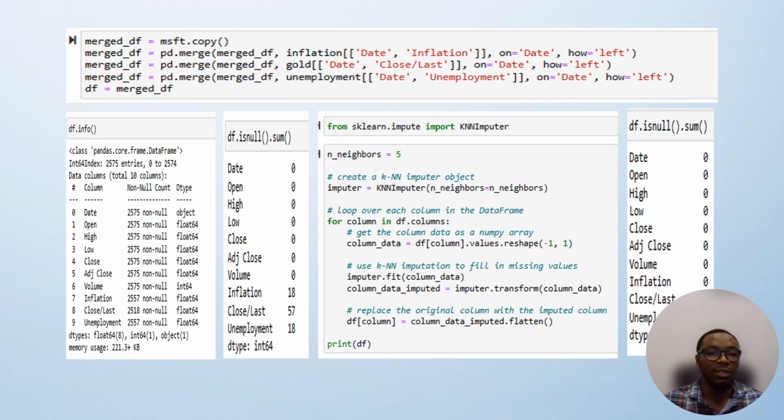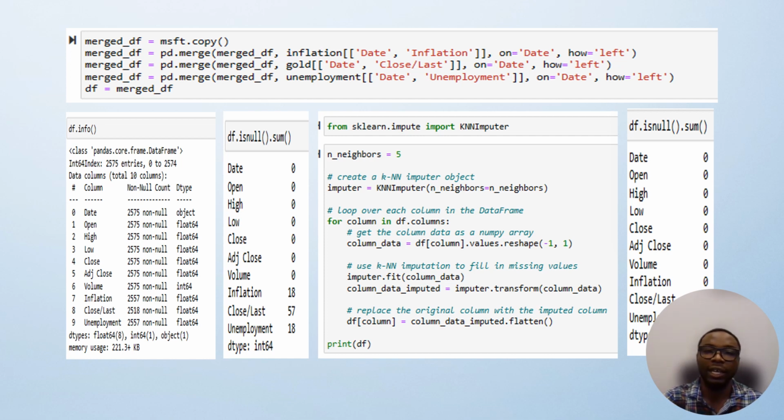Whenever we loaded the data, we got the info to have a quick glance of the data set, and we see that they are mostly float and integer. The only object we have is the date, but we are going to use this as an index. We check the null values. We see inflation at about 18, close last, which is the close price of gold, has about 57 null values, and unemployment rate has 18.